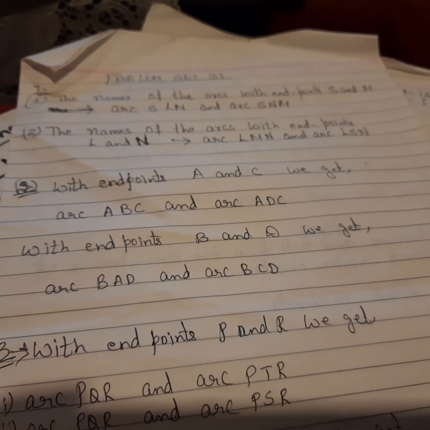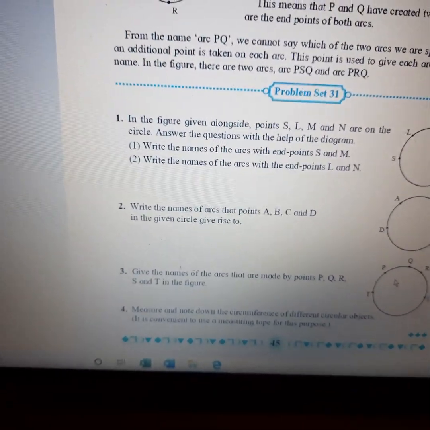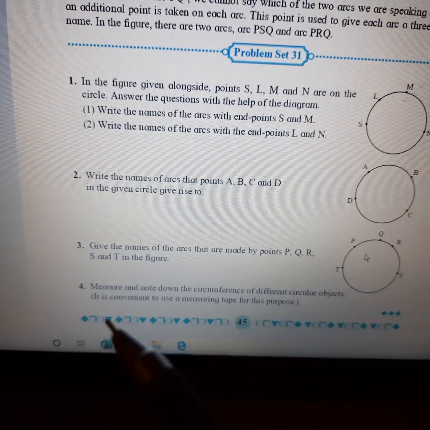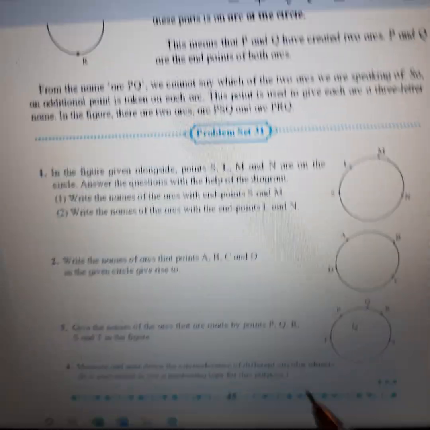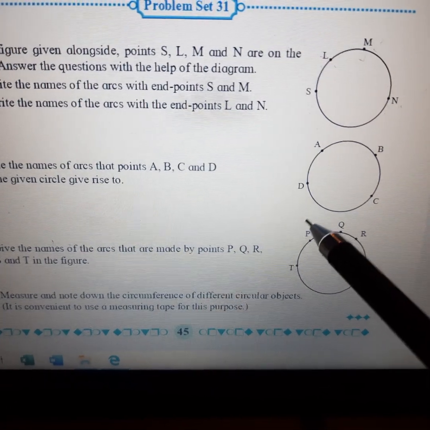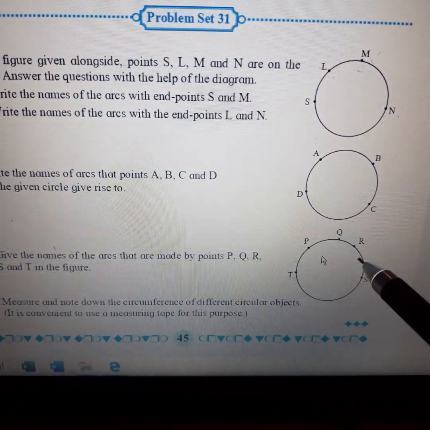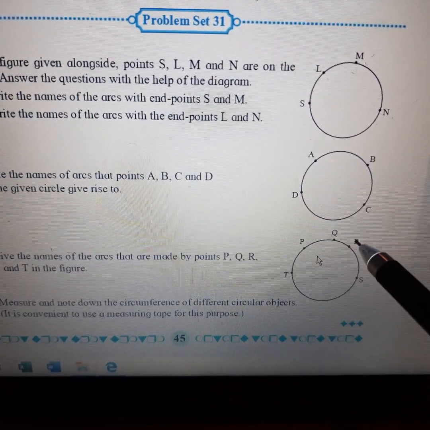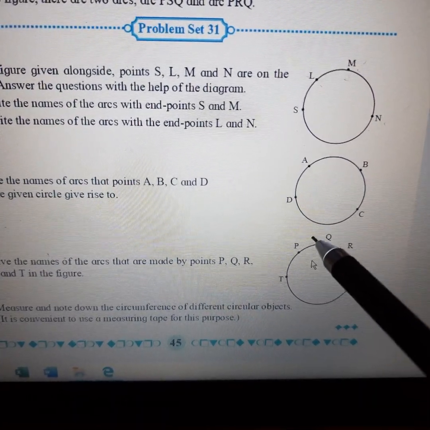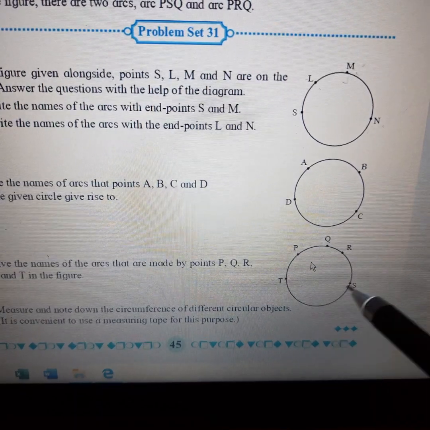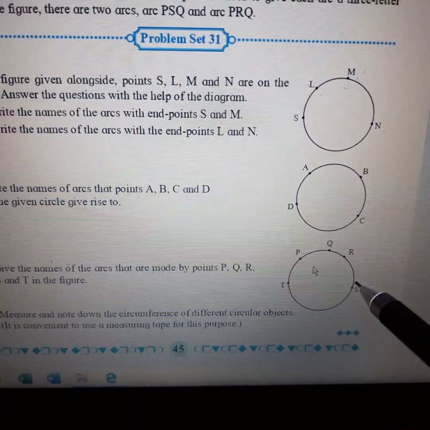Now we will go for the third one. Third question, children, once more. Give the names of the arcs that are made by points P, Q, R, S and T in the figure. If I consider P and R as the endpoints, then the arc is PQR and arc PTR. I have to ignore this S. Second time, arc PQR, and I will take arc PSR because there are 2 points. So turn by turn I will take these points.